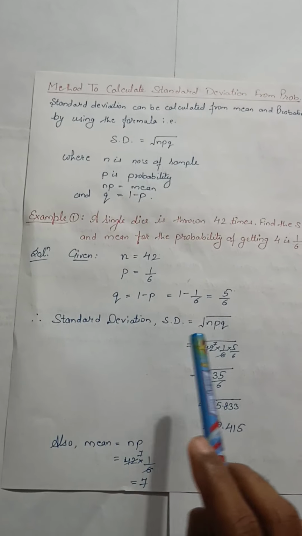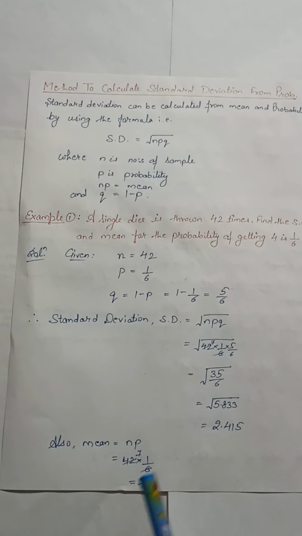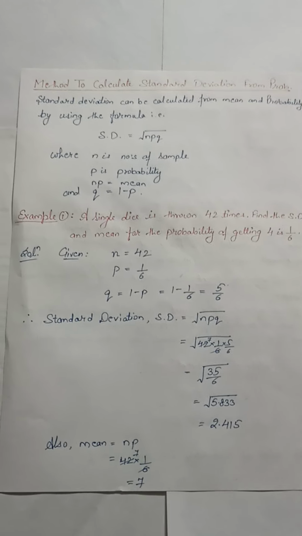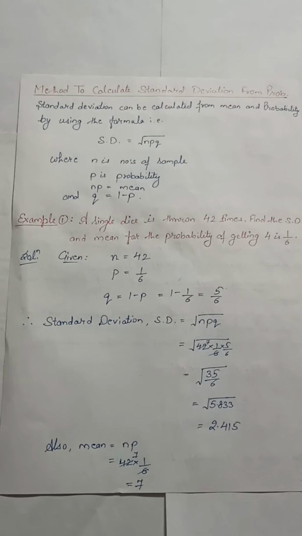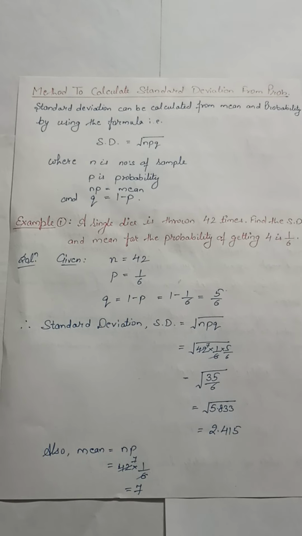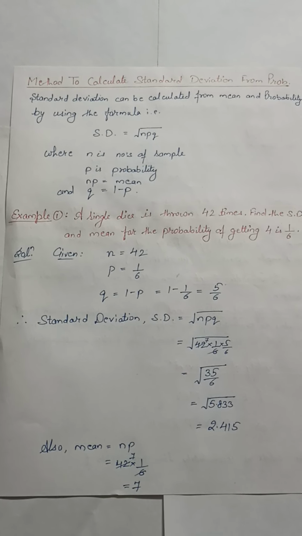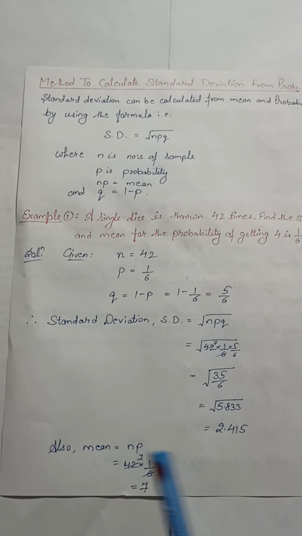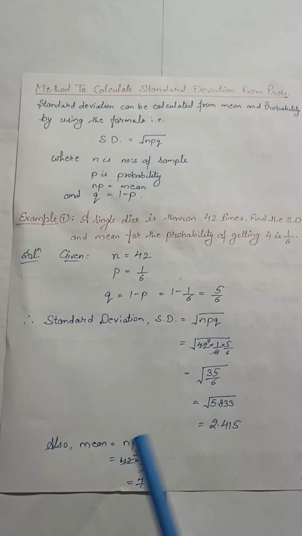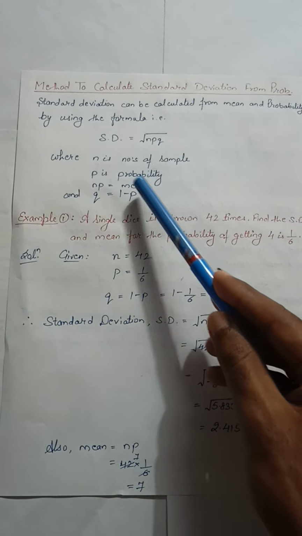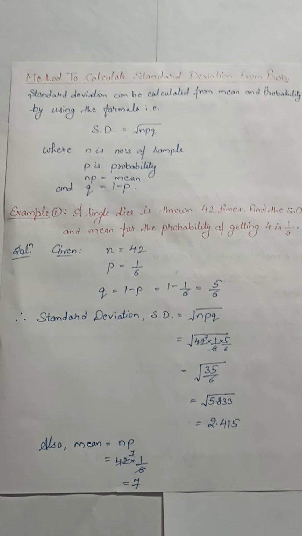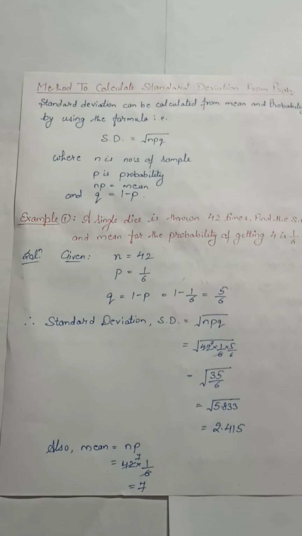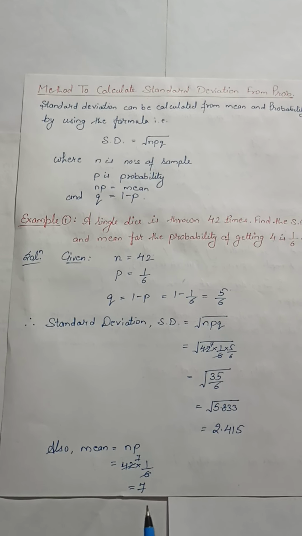So standard deviation is equal to square root of n into p into q. If you put the values, you get square root of 35 upon 6, that is square root of 5.833, which is approximately equal to 2.415. So that's the value of standard deviation. Also you have to find the mean. Mean is equal to n into p. n is 42 and p is 1 upon 6. You can cancel these values, so your mean will be equal to 7.